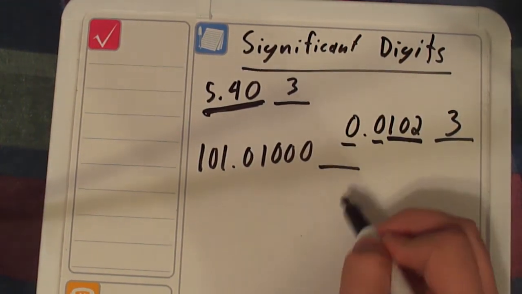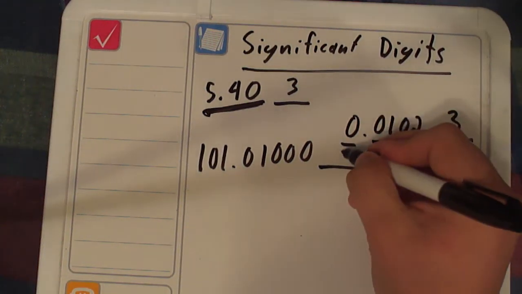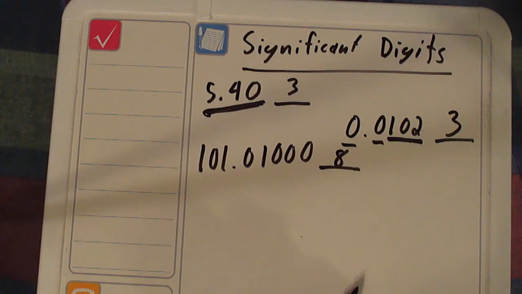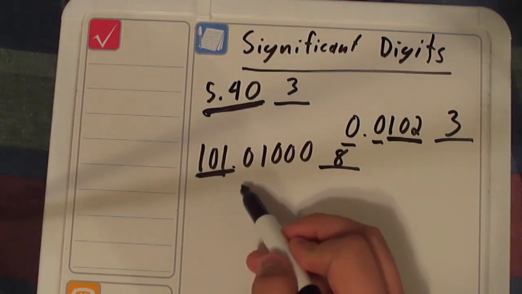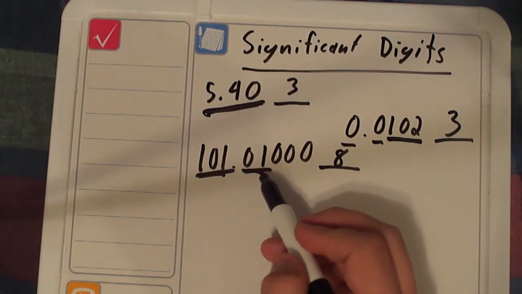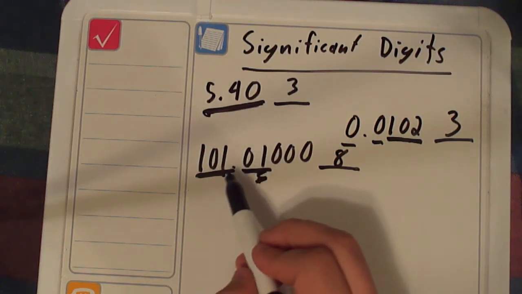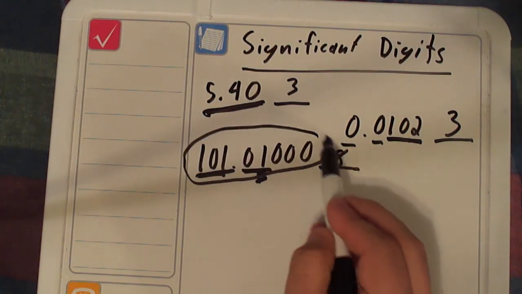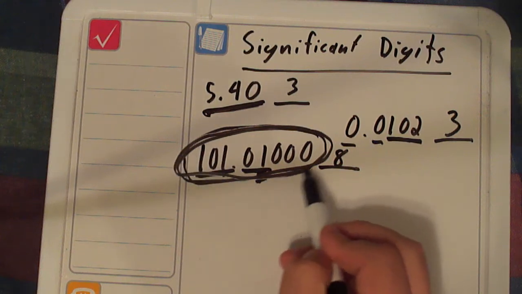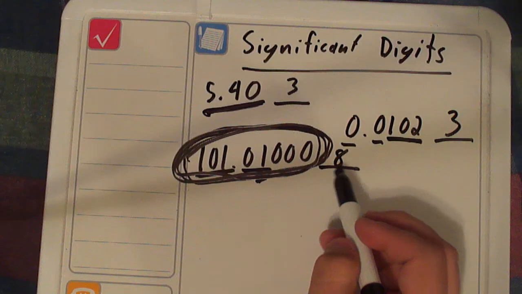101.01000. How many do you think that'll have? That has 8. It sounds really silly, but that is actually true, because you have these 3 which are obvious. You have these 2 which are also kind of obvious, or at least this 1. So that's automatically 4. But since what it gives you is this whole entire number, you have to take them all into account. So it has 8.